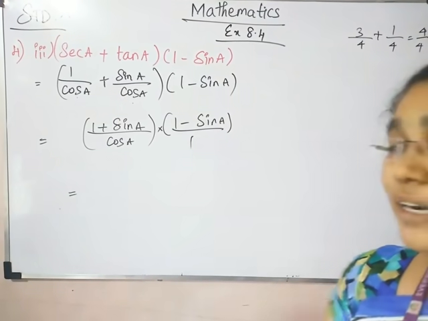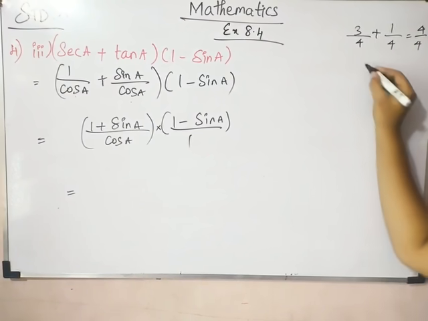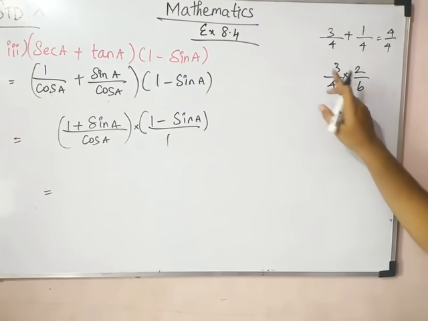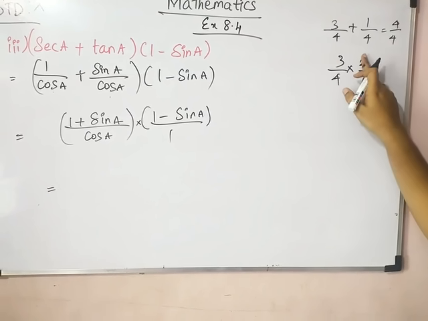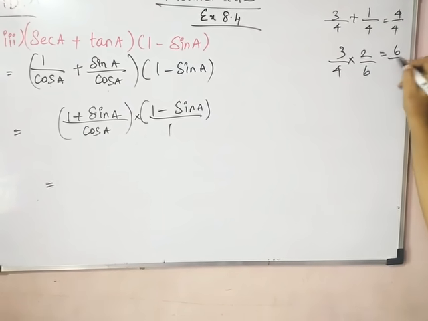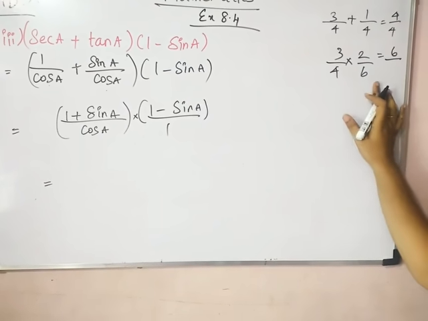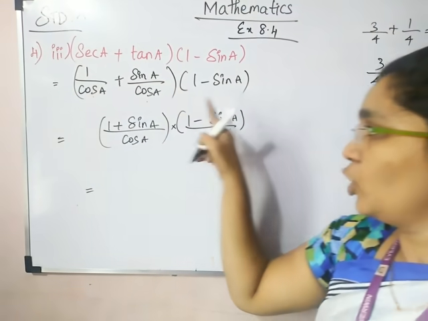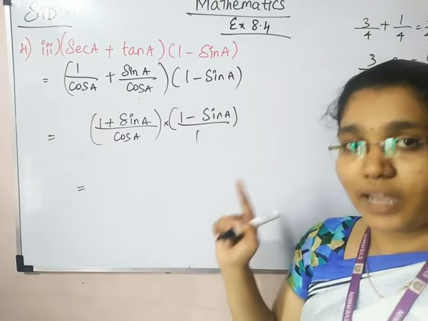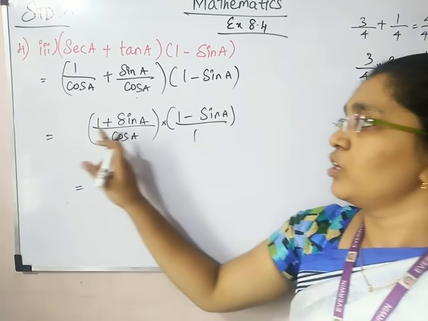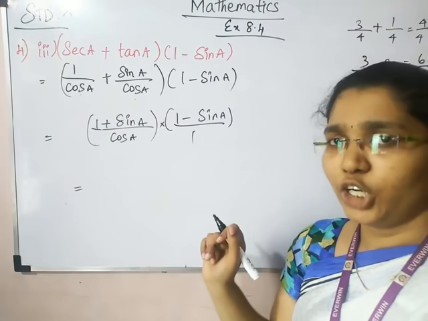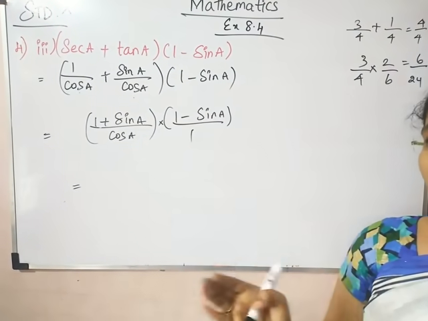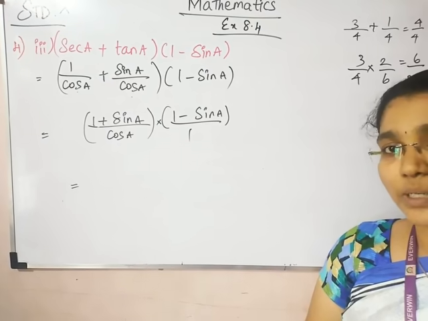Okay. So how will you multiply the fractions? 3 by 4 into 2 by 6, for example. How will you multiply? Directly we can multiply numerator into numerator: 3 2s are 6, divided by denominator into denominator: 4 6s are 24. Same way, multiply numerator into numerator divided by denominator into denominator. So 1 plus sin A into 1 minus sin A. Can we use any algebraic identities over here?